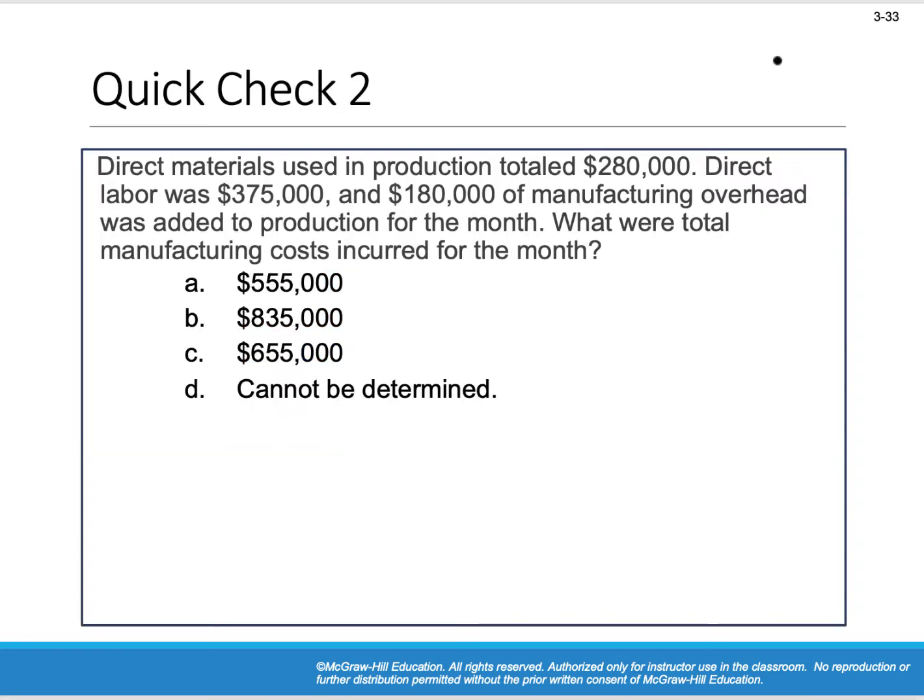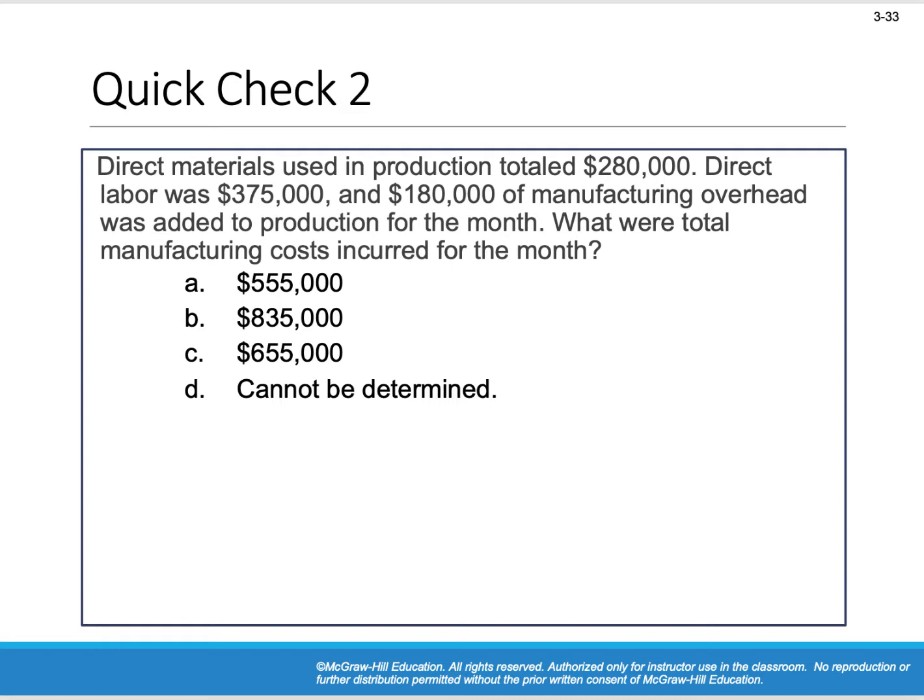So here it says direct materials used in production totaled 280,000. Direct labor was 375,000, and 180,000 of manufacturing overhead was added to production during the period. What were the total manufacturing costs for the month?